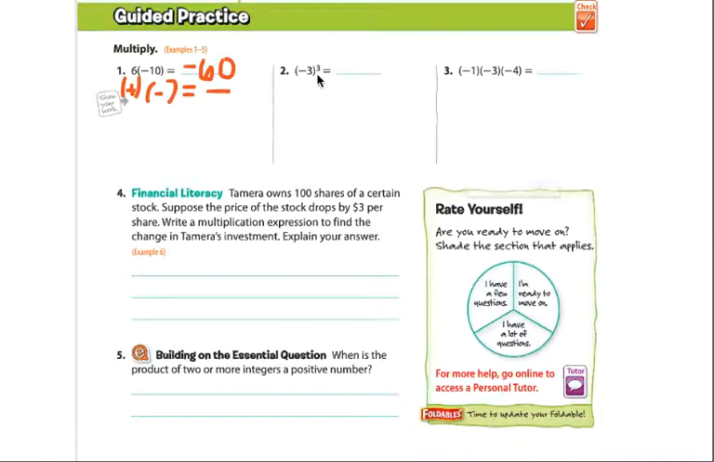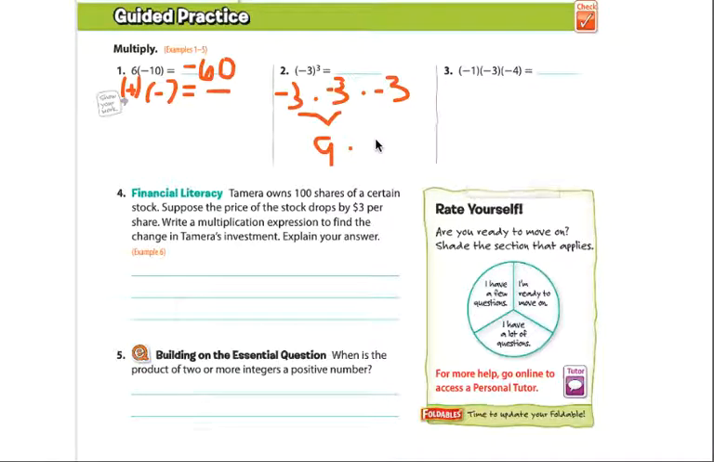So negative 3 to the third power. This just means negative 3 times negative 3 times negative 3. So my first pair here, negative 3 and negative 3, give me a positive. Remember, negative times a negative is a positive. So that gives me a positive 9.